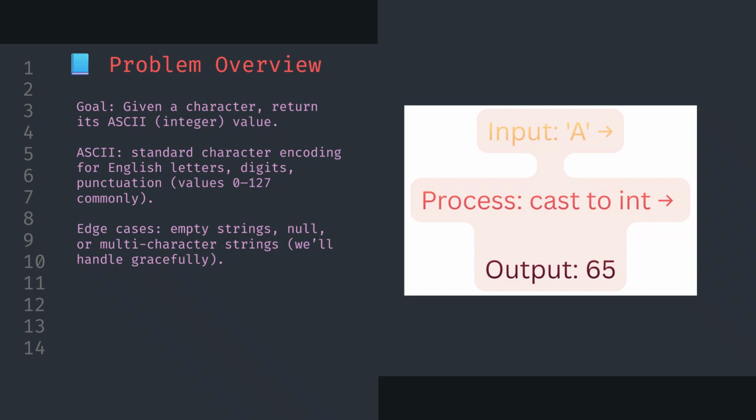We want a simple function, character into int. In C#, you can cast a character to int to get its code point. But real inputs sometimes arrive as strings or user input. So we'll show a TryGetAsciiValue helper that accepts a string, validates it, and returns the ASCII for the first character. That makes the function robust for console or CSV driven inputs.